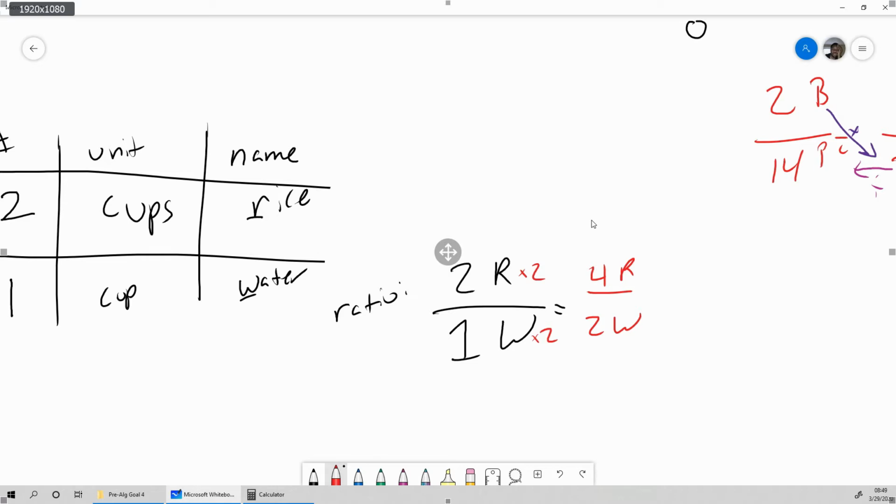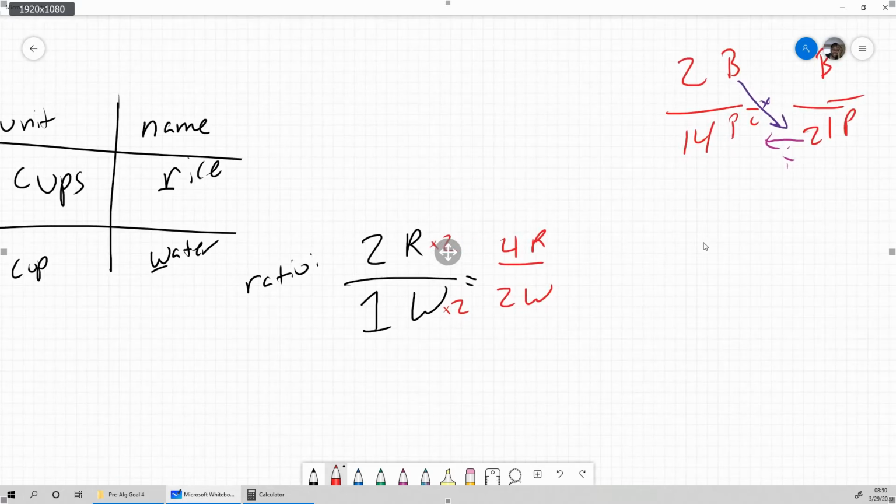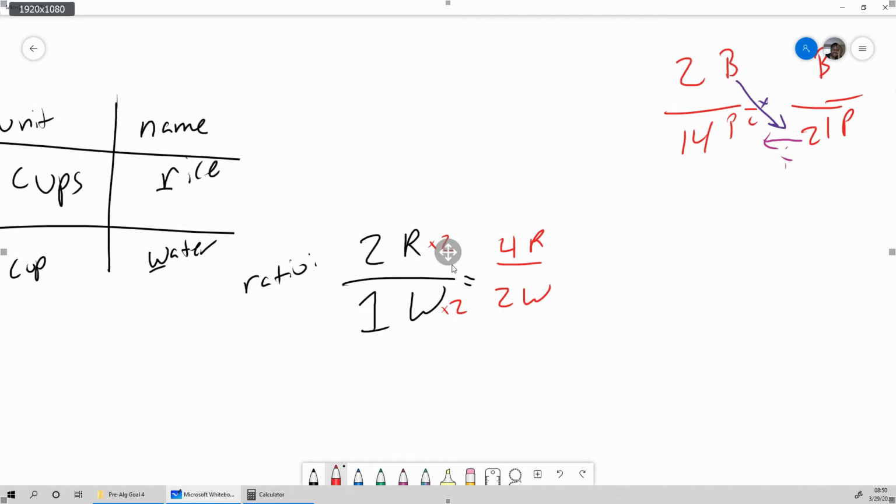And I can check it. 4 and 2 can be reduced to 2 over 1. And that's how ratios work in general. It's basically, you just keep the same multiples each time.